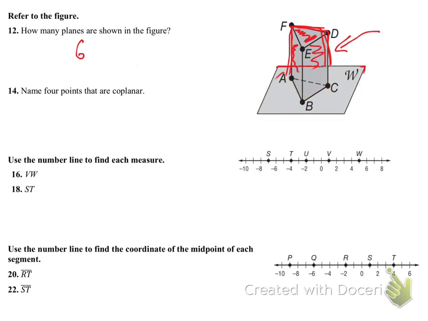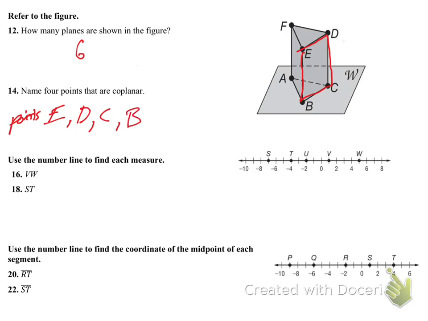Name 4 points that are coplanar, so points that are on the same plane. I just need to find a plane that has 4 points. If I look at this plane right here, it's got 4 points, right? So I could say points E, D, C, and B, because that would just be here, here, here, and there.